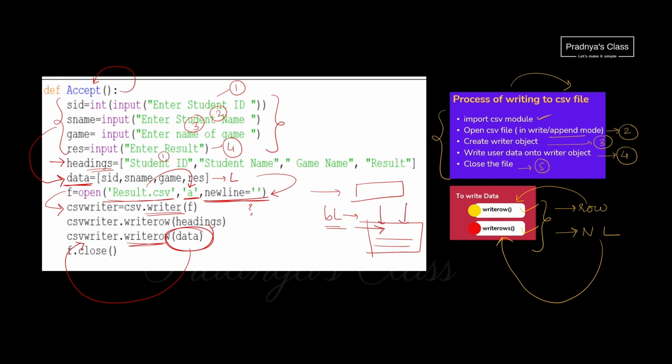There are 4 fields. That's why there are 4 headers. As we use write row function to write data, in the same way you will be using write row function to write headings and giving it to the writer object. So that was the code.